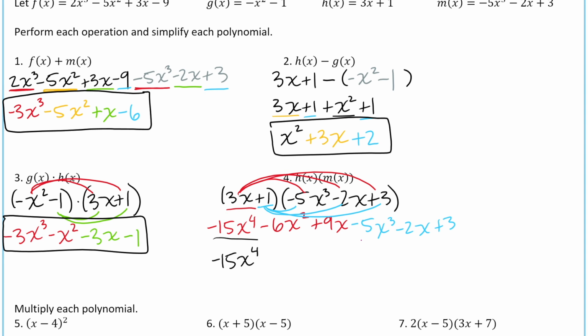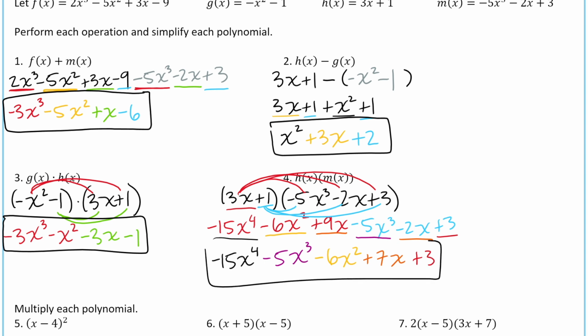I'm looking for my cubed terms. I only have 1. So minus 5x cubed. Same thing's going on with my squared terms. I only have 1, so minus 6x squared. I do have 2 x terms. I have positive 9x and negative 2x. So when I combine those, I get plus 7x. And all by itself is the plus 3. So I have plus 3 at the end. And there's our final answer.